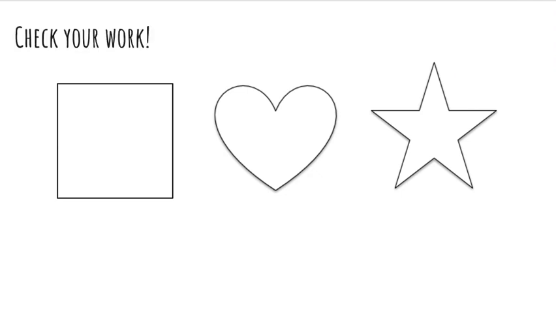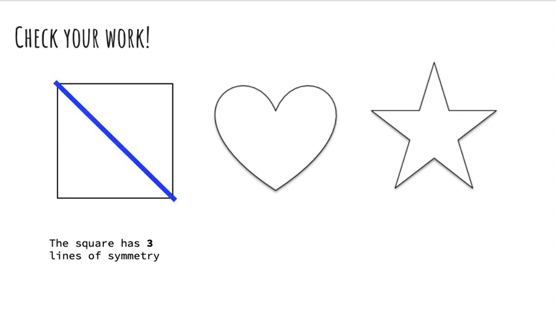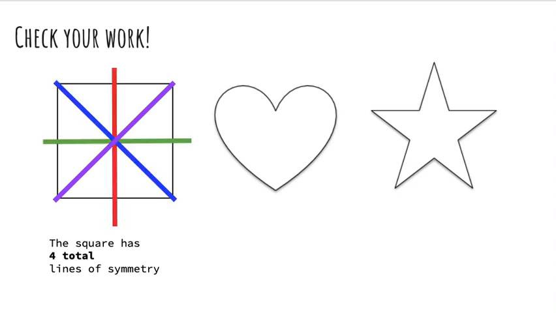All right, let's check your work. I'm going to start off with the square. The square has one vertical line, one horizontal line, so now we're up to 2 lines. This diagonal line works, so there's 3 lines. And this other diagonal line works too, so there's 4 lines. So the square has 4 total lines of symmetry.